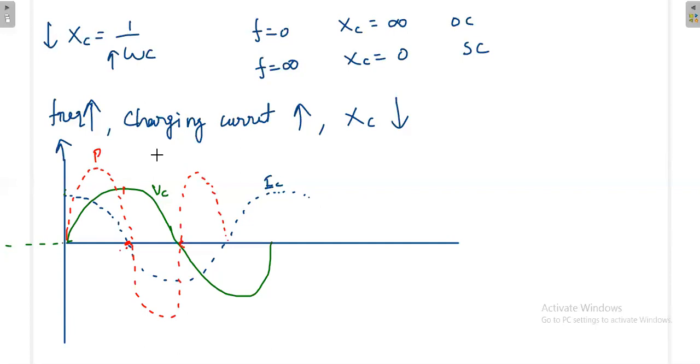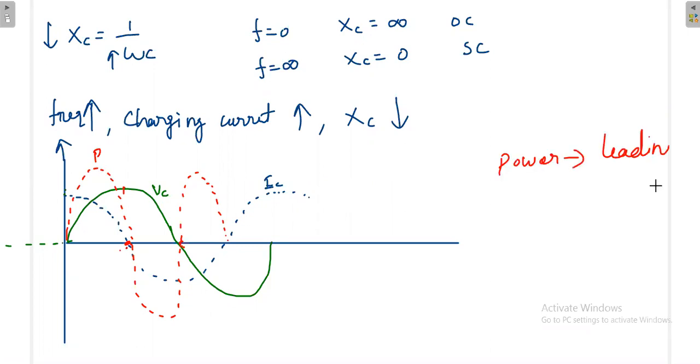Now see, if you observe the power waveform, it is exactly opposite to the inductor power waveform. In the inductor the power starts in the negative, the first cycle itself is a negative cycle, then positive, but here the first cycle is a positive cycle. So some change is there. That's why, in the beginning you are getting positive power, this power is called leading power.